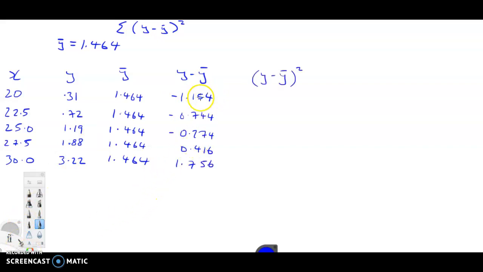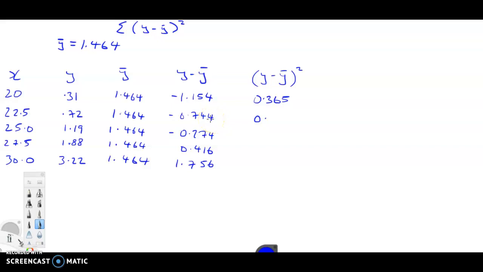Now you see I've calculated the 5 values of Y minus Y bar, and now I'm going to square each of these values to populate my next column. So minus 1.154 squared gives me 0.365, working to 3 decimal places. And squaring the rest of them, I have it done already, so that's going to be minus 0.744 squared.